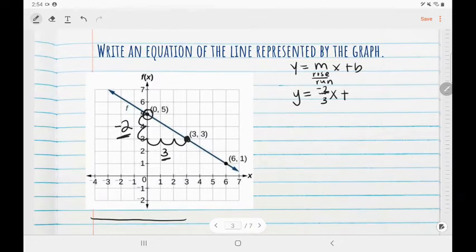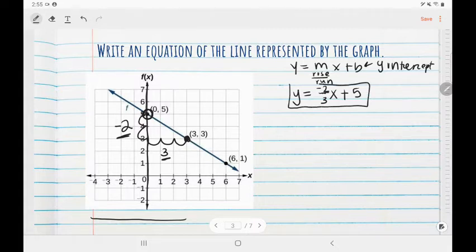B, remember, B is my y-intercept. That's where it crosses on the y-axis. So here's my y-axis. Where does that blue line cross? It crosses right here where I have it circled. It crosses at the number 5. So in that second blank spot, I'm going to put the number 5. And this would be my final answer. And I would be done.